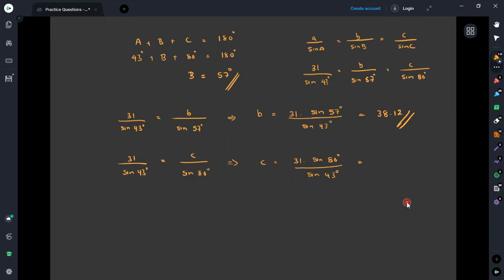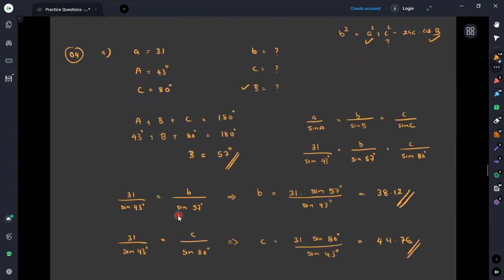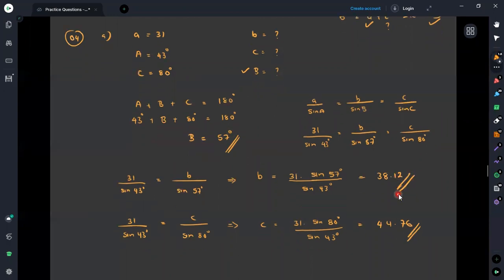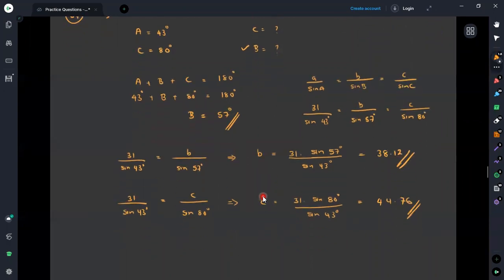Then divide it by sine 43, which leads to the value 44.76 units, accurate to two decimal places. Therefore, this is how we use the sine rule to obtain the sides. Here I have also used the concept that the sum of the internal angles of a triangle equals 180. The angle is obtained by using the sine rule, and the lengths of B and C are obtained.